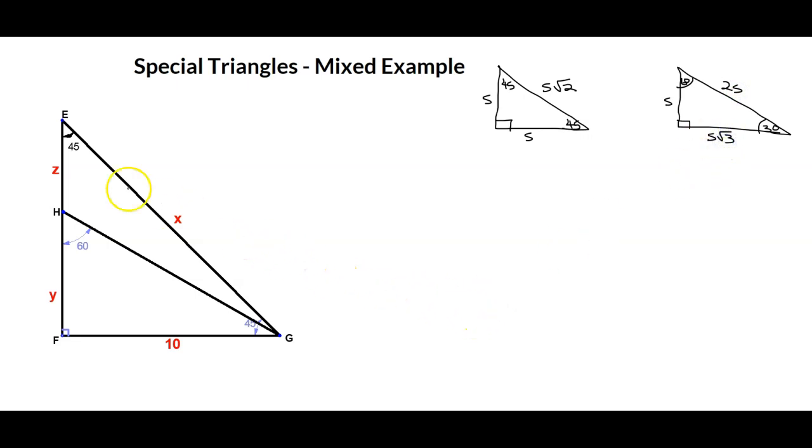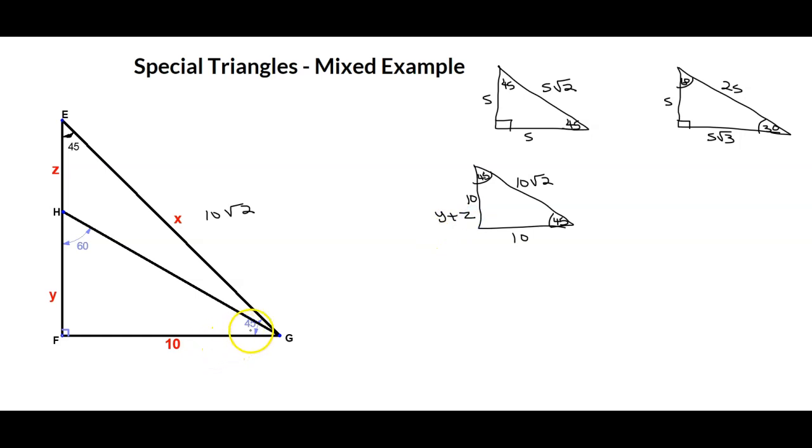So if we look at this, I'm going to bring out the 45, 45, 90 first. So this is 45 here. This is also 45 over here. And here we have 10. So this is going to also be 10. And then this is going to be 10 square root of 2. So we can see here that x is equal to 10 square root of 2. But then this 10 over here is going to be y plus z.